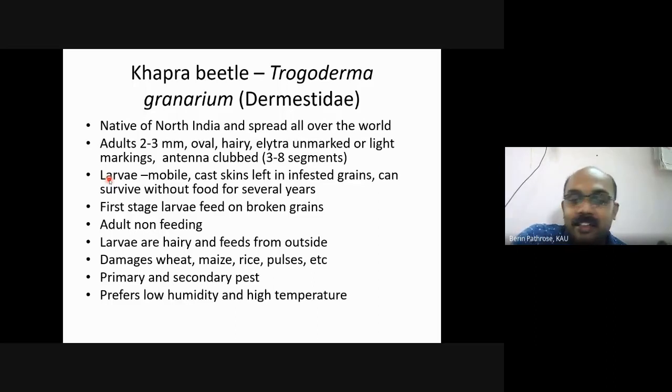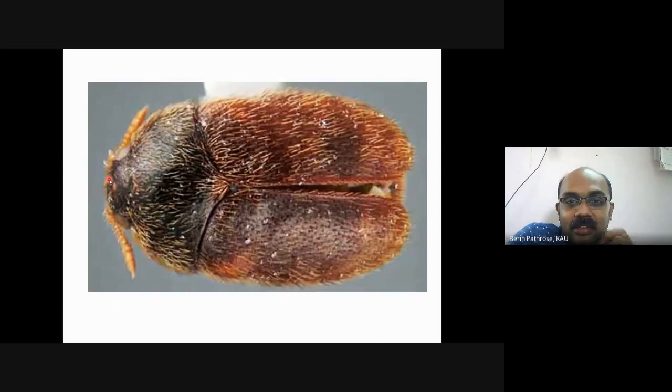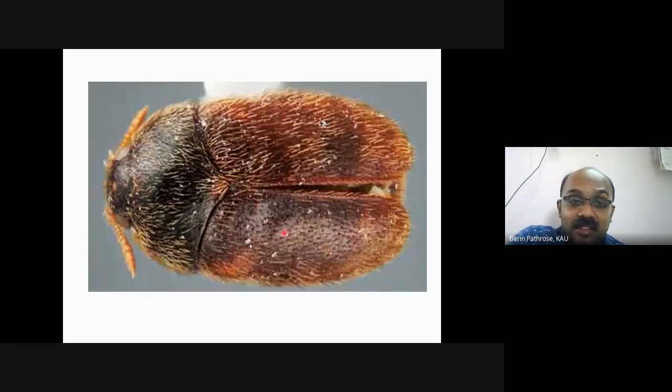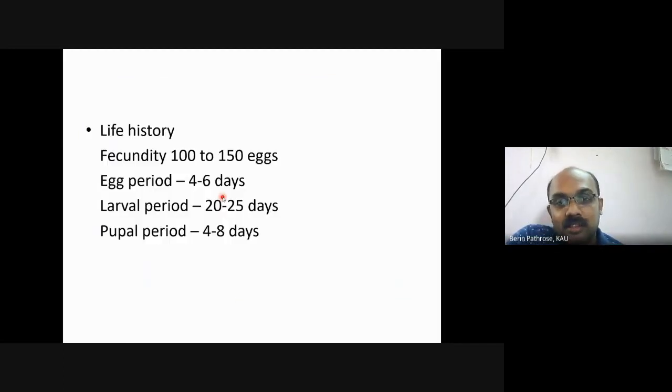The adults are slightly smaller in size, 2 to 4 mm. It is oval in shape, and you can see the body is covered with hairs. That is one typical feature. Body is covered with hairs, oval in shape. Elytra is unmarked or with light markings, but one typical feature is that the antenna is clubbed. You can see the clubbed antenna. The last few segments are enlarged. Apical segments of the antenna are enlarged. So light brown in color, hairy in nature, oval in shape. The last few segments of the antenna are enlarged.